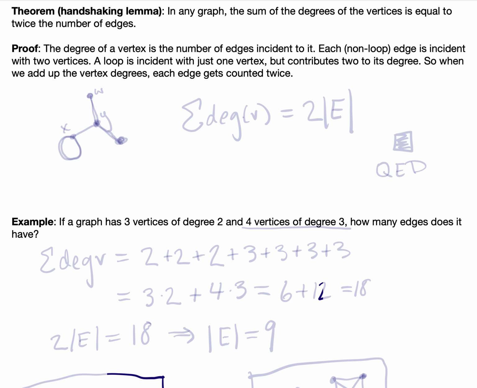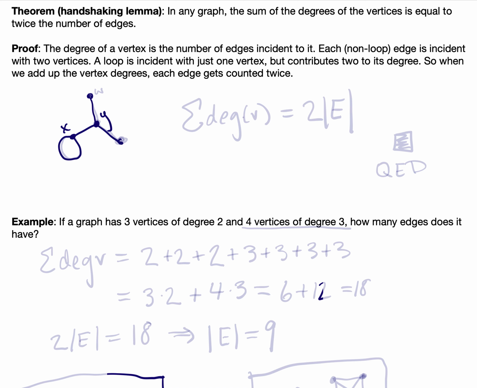So here's our proof. The degree of a vertex is the number of edges incident with it. So we know that each normal edge, each non-loop, is incident with 2 vertices, and a loop is incident with just 1 vertex, but it contributes 2 to the degree. So when we add up the vertex degrees, each edge gets counted twice.